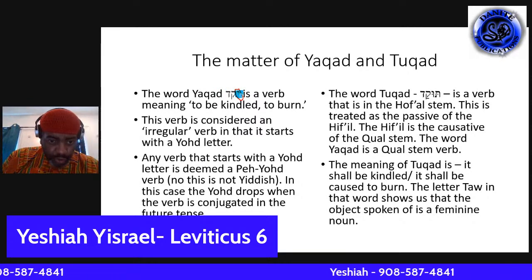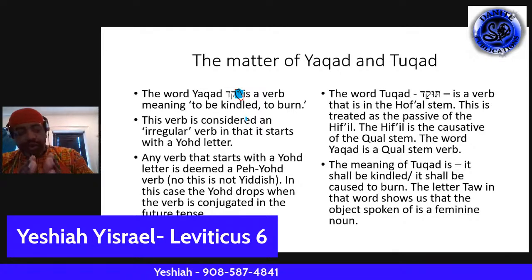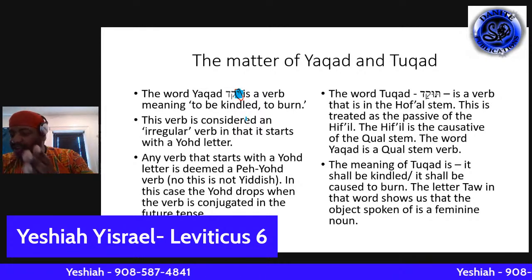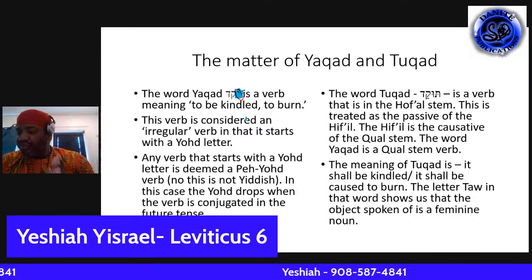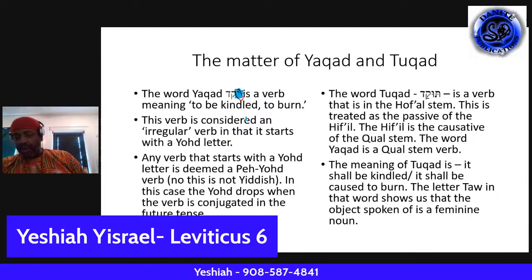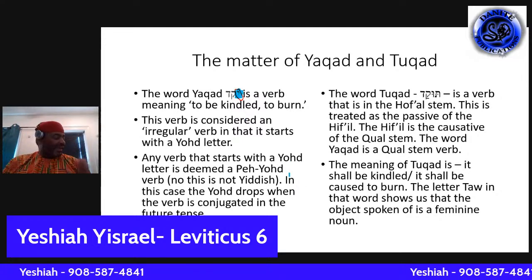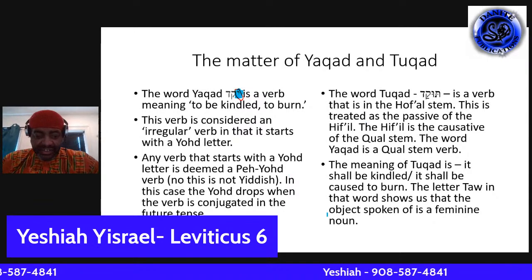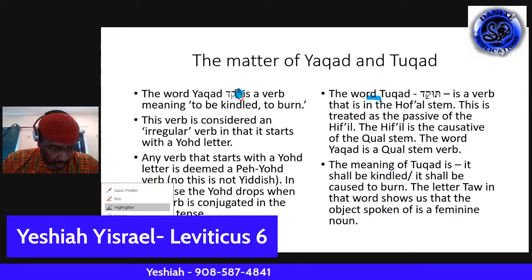So this yod right here, as in the verb yaquad, shows it to be a pay yod verb. So when you put that, brothers and sisters, inside of its future tense, the yod drops out. Now let's look at this, remembering it's a verb and remembering the kind of verb that it is. This goes on to say the word tuquad, sorry about that.